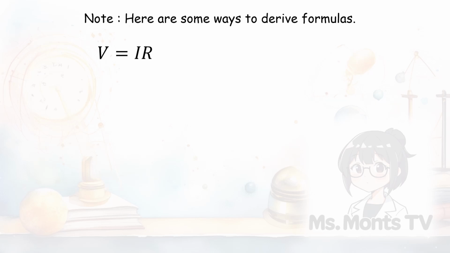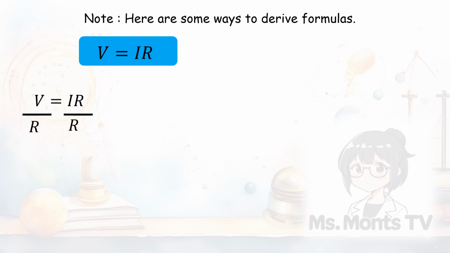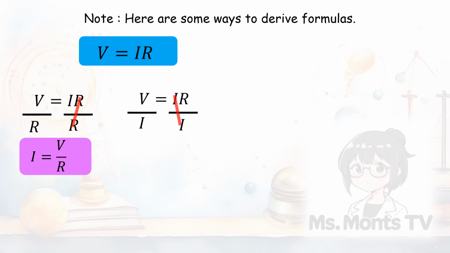Next. So here are some ways to derive formulas. Let's say voltage equals current times resistance. We divide both sides by the resistance. It means that the current is equal to voltage divided by resistance. And to get the resistance, we divide both sides by current. So it will become resistance equals voltage over current. So it's up to you if you can memorize it or just derive it from a simple equation.